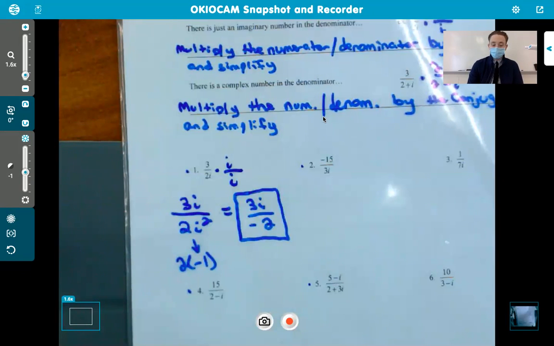Okay. Any questions about the first example?